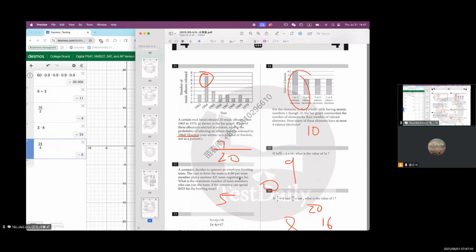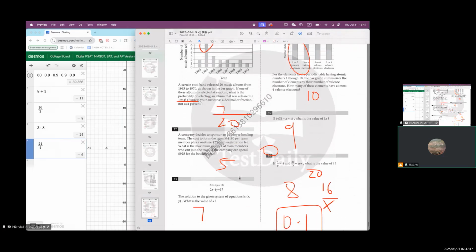7 over 20. 7 with 20, sure. 5, I mean 32. 5. Yeah, 33.